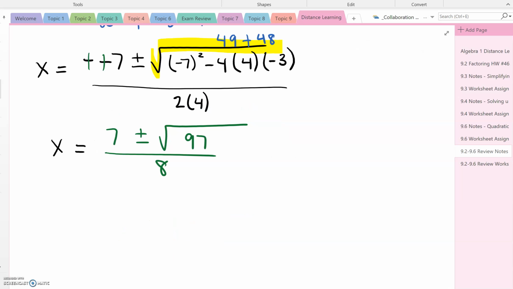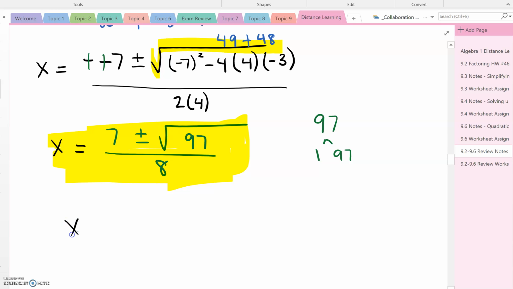Thinking of numbers that are perfect squares inside of 97: 1 times 97, 2 times nothing because it's an odd number, 3 times nothing, 4 times nothing. We can keep going. There are no perfect squares inside of 97. So believe it or not, this is your final answer. If you don't like writing it like this, you can break it up into 2 separate answers.